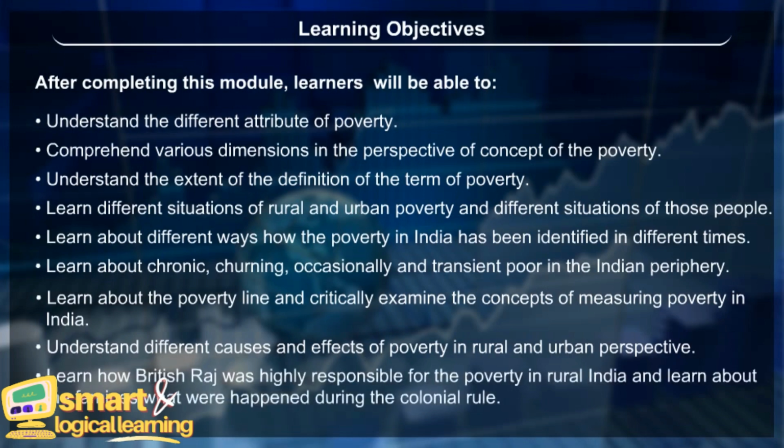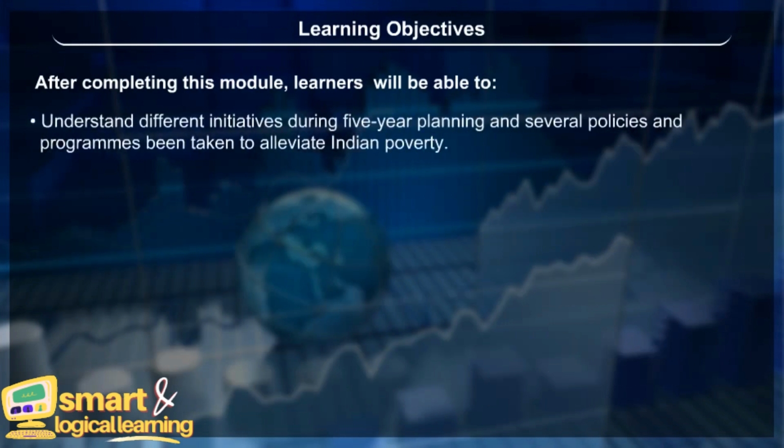Learn how the British Raj was highly responsible for poverty in rural India, and learn about the famines that happened during colonial rule. Understand different initiatives during the five-year plans and the several policies and programs taken to alleviate Indian poverty.